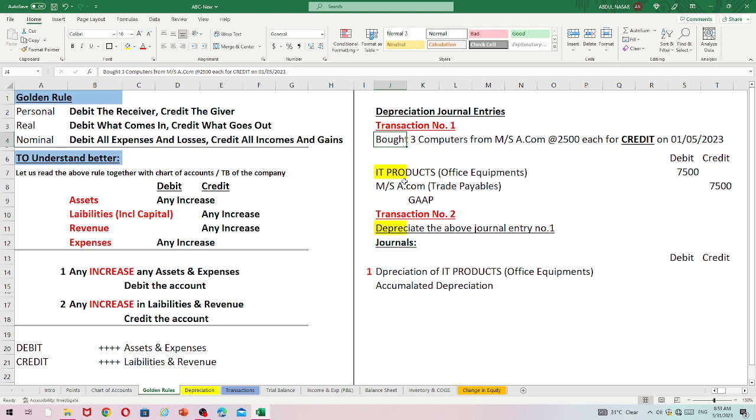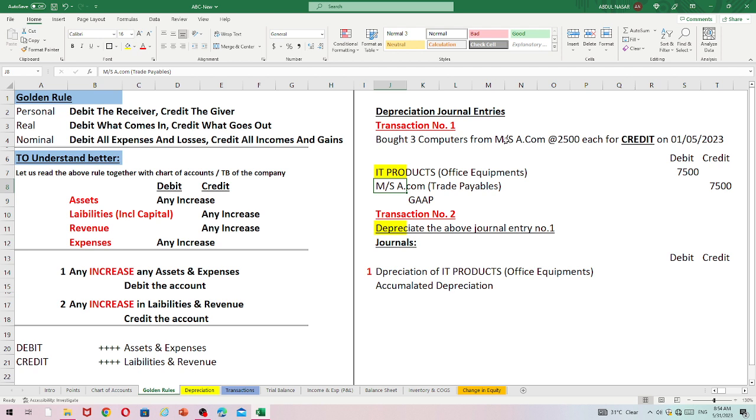Now for passing the journal entry, all of you know the journal entry for the same, so again I'm going to discuss this very fast. Three computers. Computers are an asset, so there is a plus, because three computers came in, plus in assets. So the concerned asset account has to be debited, which is here computers or IT products and office equipment, for 7,500, because 3 into 2,500 is 7,500.